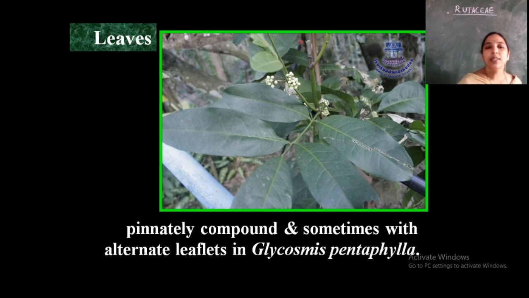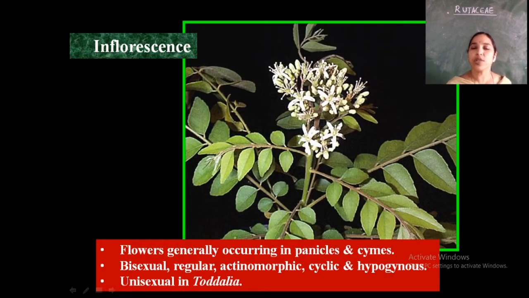Then pinnately compound leaves with alternate arrangement, as in Glycosmis. This is a common plant in our area. Now the inflorescence. The inflorescence occurs as panicles and cymes; panicles and cymes are the common inflorescence. Then flowers are bisexual, regular, actinomorphic, cyclic, hypogynous.